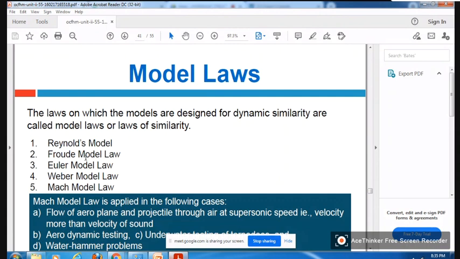If the velocity of that speed is more than the velocity of sound, then it's called supersonic speed. And for all those aerodynamic things, we use the Mach model law to construct the model of an aeroplane in our laboratory, and you test that model, and then we see the actual prototype, right?